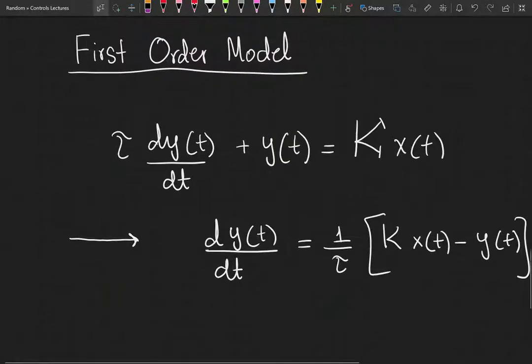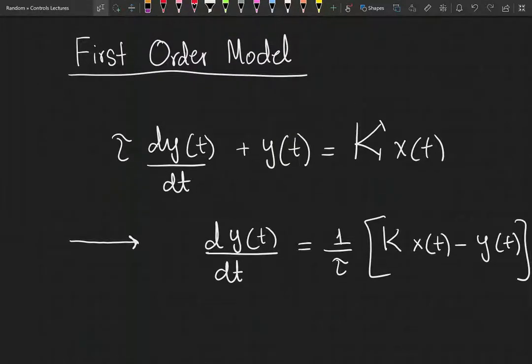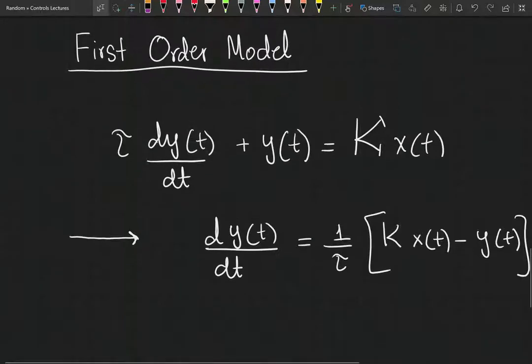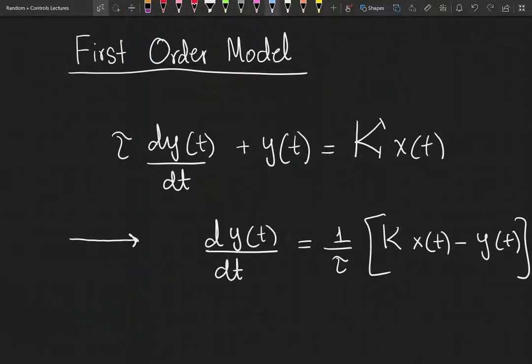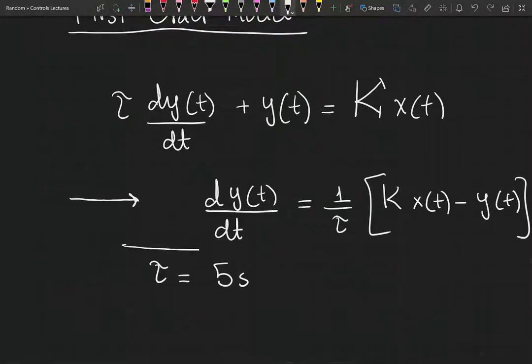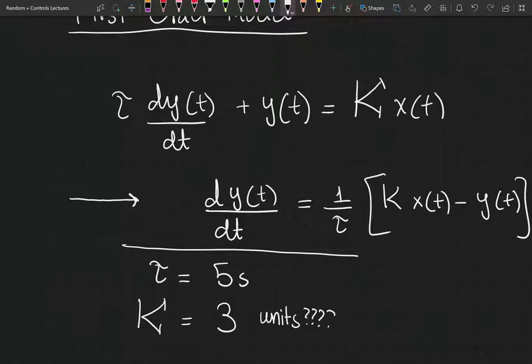Now we're going to look at higher order differential equations in upcoming videos, and just to give you a head start, the time constant is going to be 5 seconds. All right, this is just the info of the model. The gain of the process is going to be 3. Now, what are the units of the gain? That's my question to you. A small quiz, a small homework for you. Leave the answers in the comments and let me know.